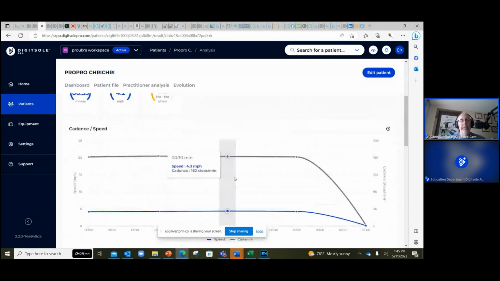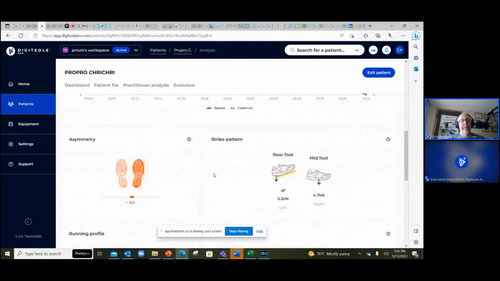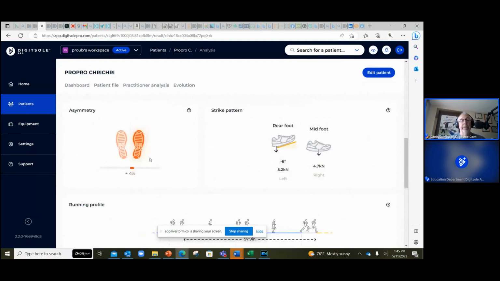So same speed, same cadence. We're at 4%, so there is a slight difference. Once you hit greater than 3%, it's something to think about. At 4%, I'm not overly concerned, but let's look at what we've got here.